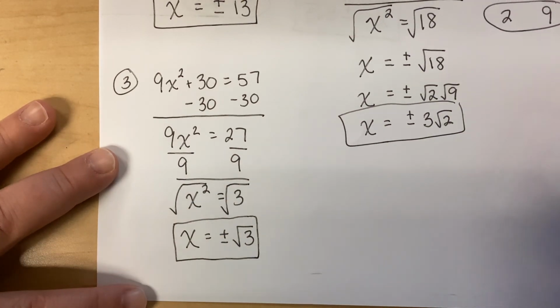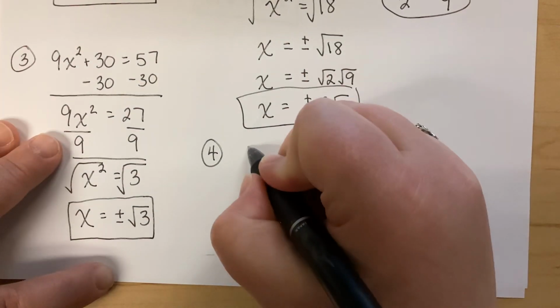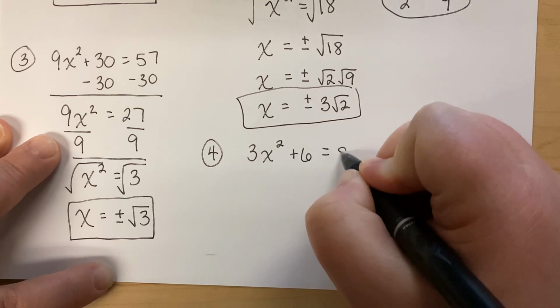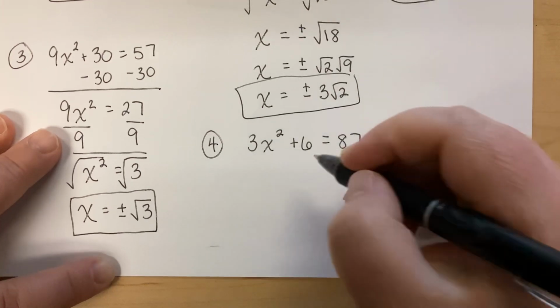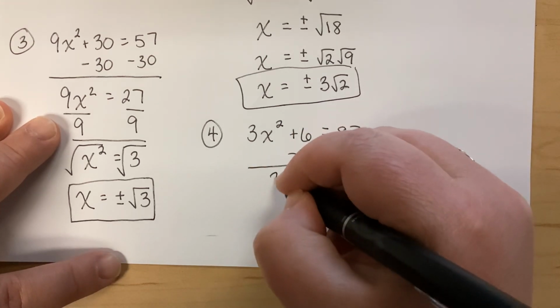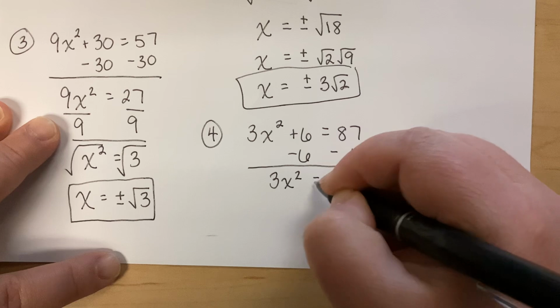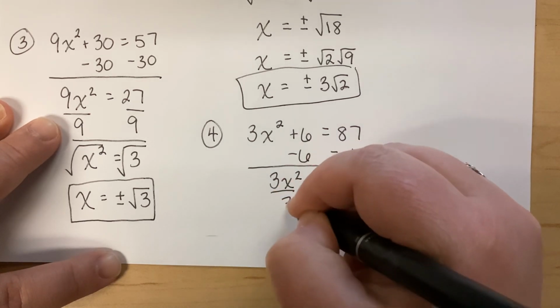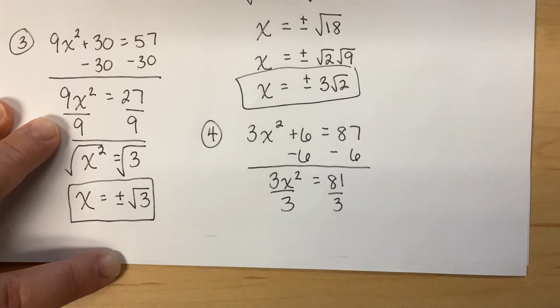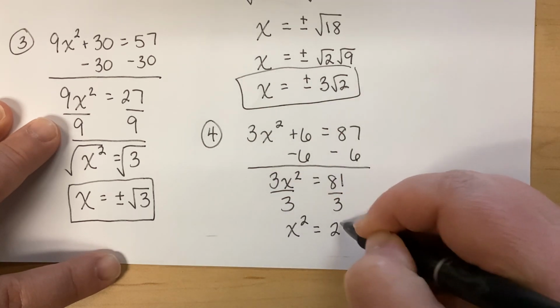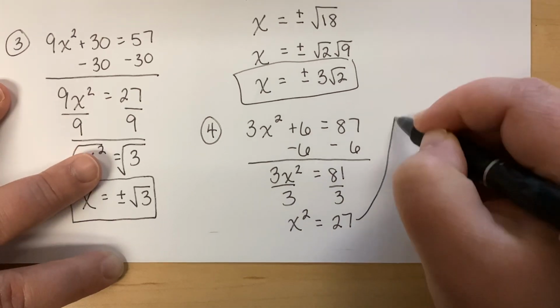All right, one more problem. Number 4, we have 3x squared plus 6 equals 87. Subtract 6 from both sides. We get 3x squared equals 81. Then we're going to divide 81 by 3, and we're going to get 27. So x squared equals 27. And I'm going to continue this on up here.